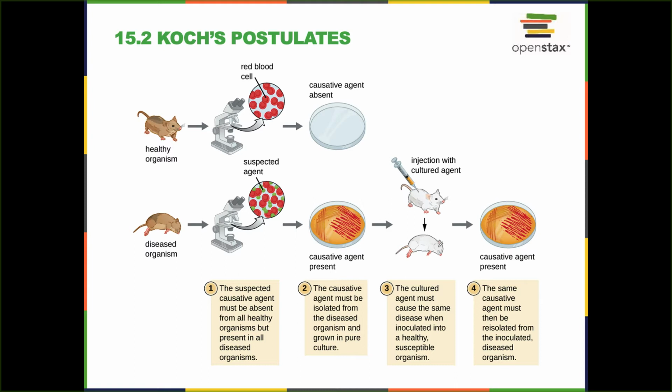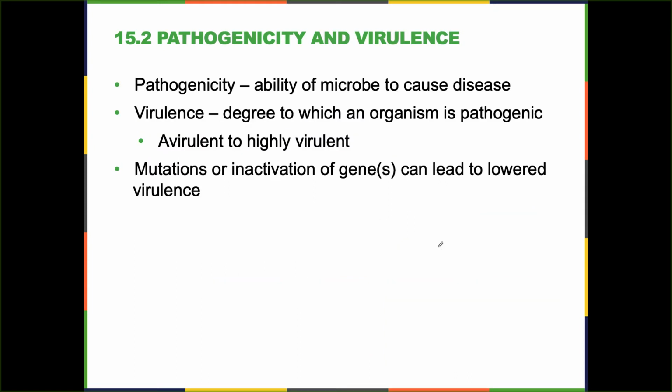Okay, so I talked way too much about this, right? I didn't want to, but Koch's postulates, again, the purpose of this is to link a pathogen with the disease that it causes. Okay, so we're going to move on to pathogenicity and virulence, right? We'll talk about some of the things that microbes do to cause disease, right? Pathogenicity is all about the ability of microbes to cause disease.